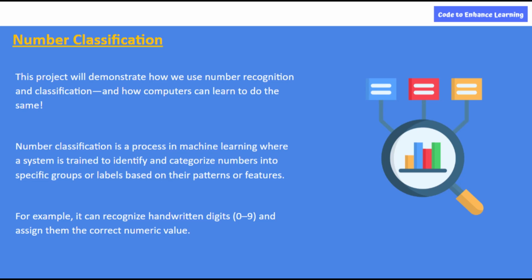Now, let's shift back to our project. At the core of the hydration reminder is something called number classification. Number classification is a process in machine learning where a system is trained to identify and categorize numbers into specific groups or labels based on their patterns or features. For example, recognizing handwritten digits from 0 to 9 and assigning them to the correct numeric value. This is exactly what we will do today. Classify hydration levels based on temperature and activity numbers.